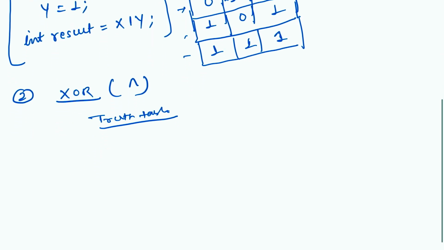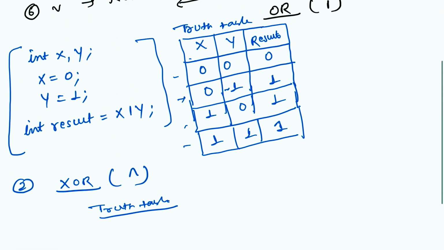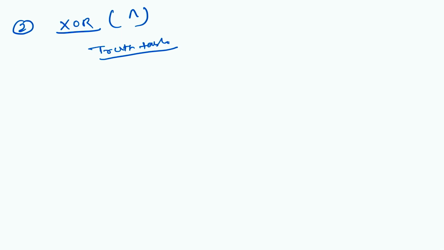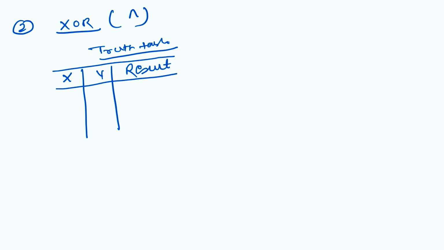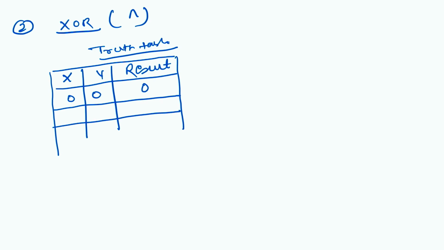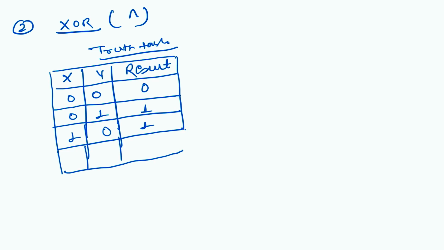Let's go with the XOR. So suppose in the XOR operation, the truth table is, again we will take input x, input y, and the result. If you are having 0 0, the result will be 0. If you are having 0 1, the result will become 1. If you are having 1 0, the result you will take 1. And if the input is 1 1, then 0.